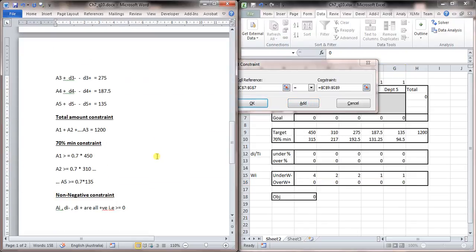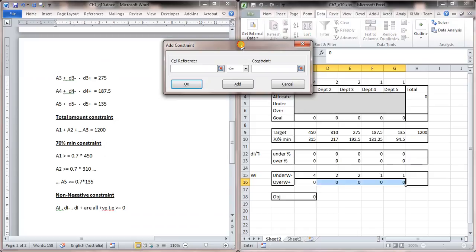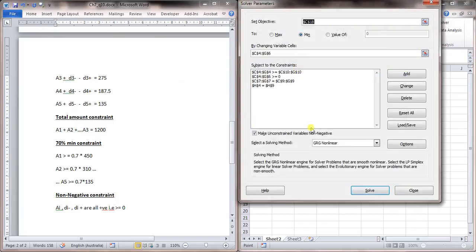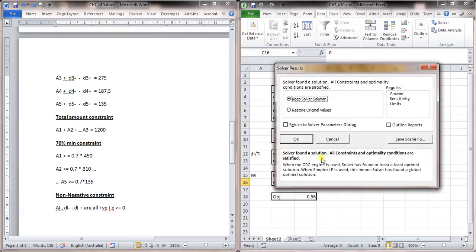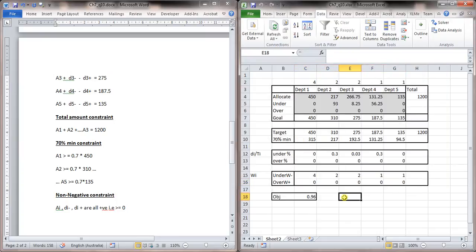And what is our second set of constraints? Total amount constraint. That is, this sum should be equal to the total amount. And the third constraint is the 70% minimum constraint. That means all this amount allocated should be greater than or equal to the 70% minimum. And the last constraint is the non-negative constraint. All these deviational variables should be greater than or equal to 0. Now if we run the solver, this is our desired result.